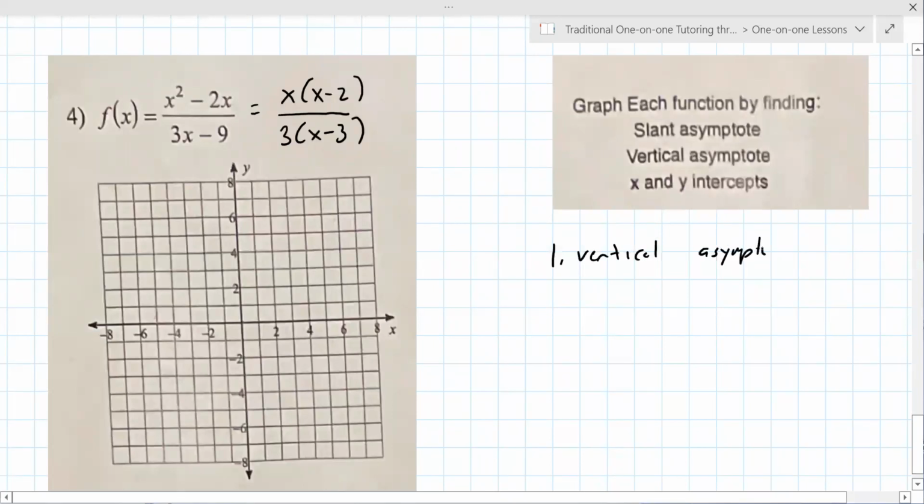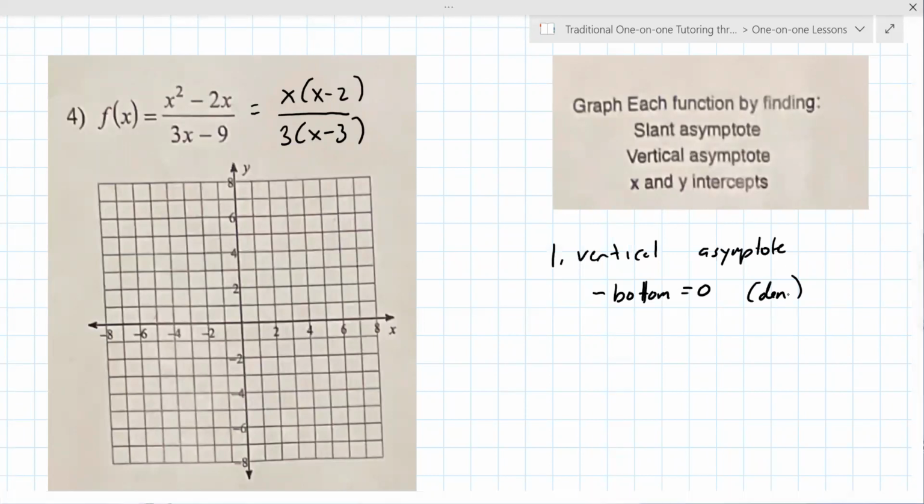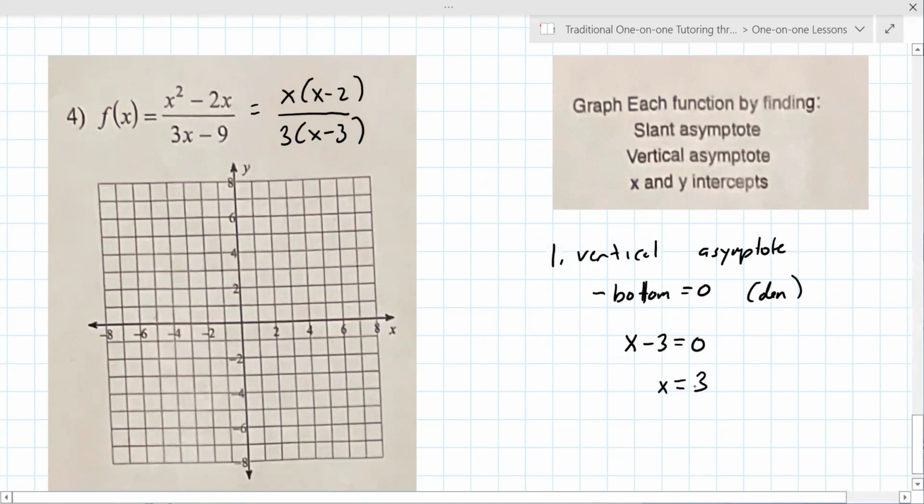And this may be like a note card or something you refresh yourself on before the test, but it's where the bottom equals 0, the denominator. So that's setting x minus 3 equal to 0, and you get x equals 3. So it's a little bit different than when we were solving the rational equations. You gotta graph a vertical line here.